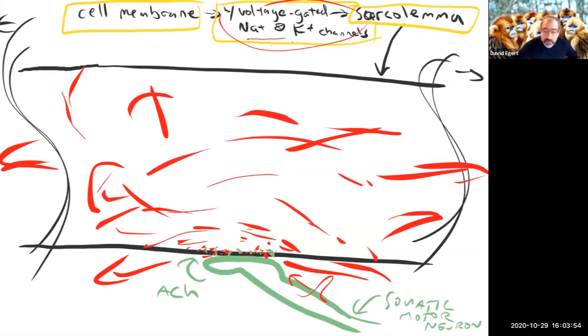So that's going to be important when we look at the whole excitation contraction coupling in the muscle. It is going to rely on the fact that the sarcolemma carries action potentials. If we excite one part of the sarcolemma, it's going to spread out across the entire cell. So you keep that in mind.